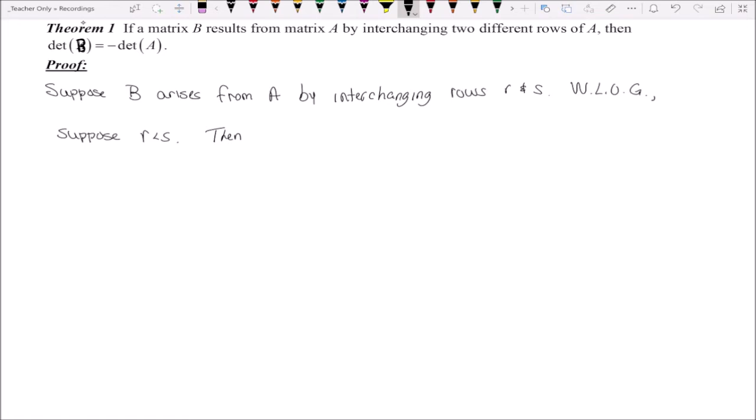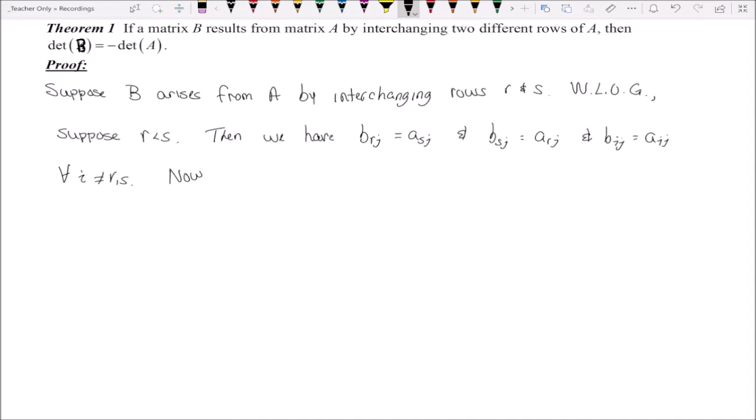Then, notice that we have B_RJ is equal to A_SJ and B_SJ is equal to A_RJ. This is what it means to interchange two rows. Let's also just add that B_IJ equals A_IJ for all other i's. That is, for all the i's that are not equal to R nor S.